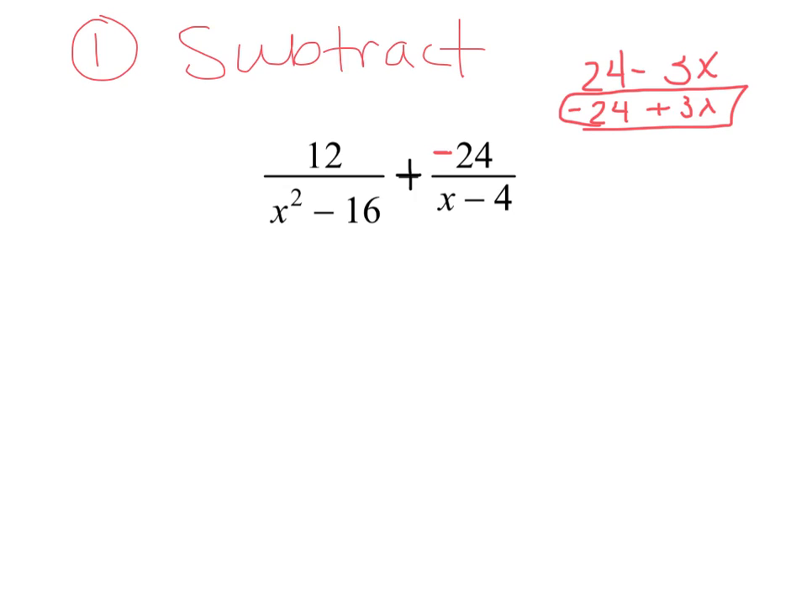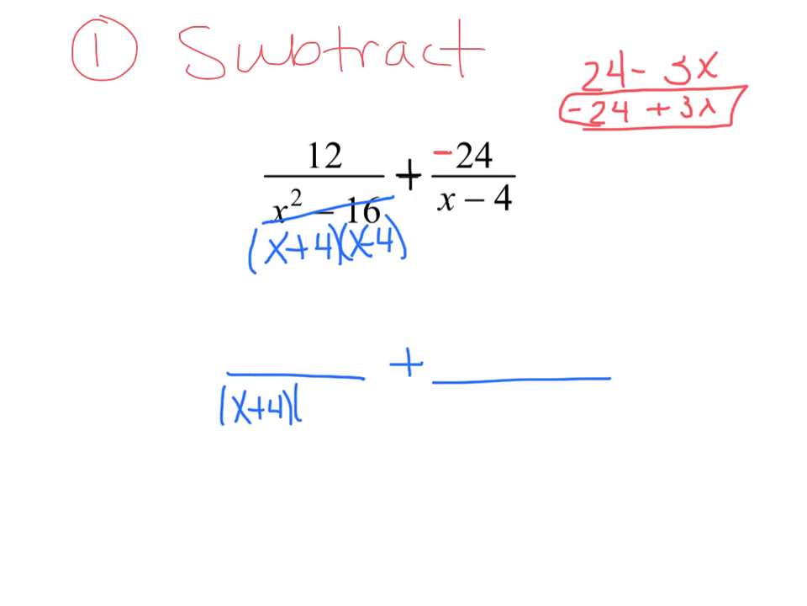The next thing I need to do is find a common denominator, but you'll notice that this can get factored first. So I'm going to say this is x plus 4 and x minus 4. Okay, so now my goal is to write 2 fractions with the exact same denominator. Well, I want my common denominator to be x plus 4 and x minus 4. So this first fraction, I don't need to do anything to. The second fraction, however, does need to change slightly.